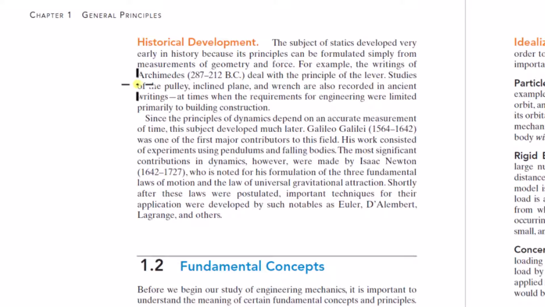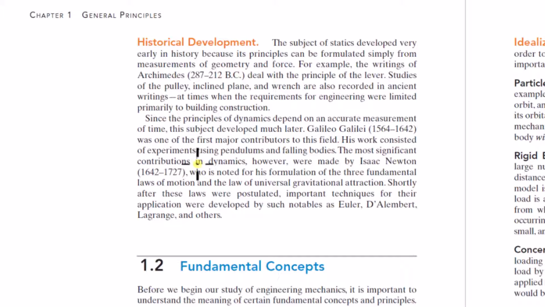And so that's why they say that statics was developed much sooner than dynamics, because it says since the principles of dynamics depend upon an accurate measurement of time, this subject developed much later. Right? To study forces that cause acceleration, you need to accurately measure the acceleration. Galileo Galilei in the late 1500s, early 1600s, was one of the first major contributors to this field. His work consisted of experiments using pendulums and falling bodies. So I'm assuming the pendulums were to measure time.